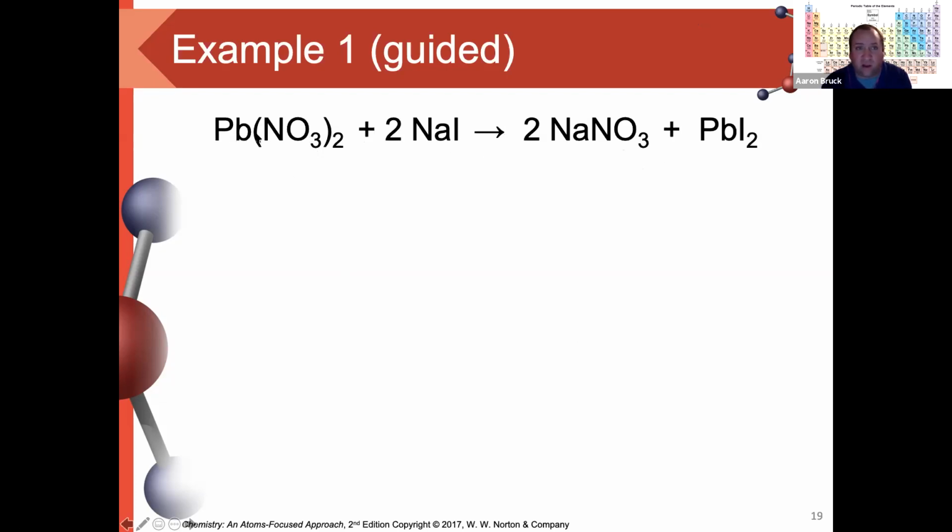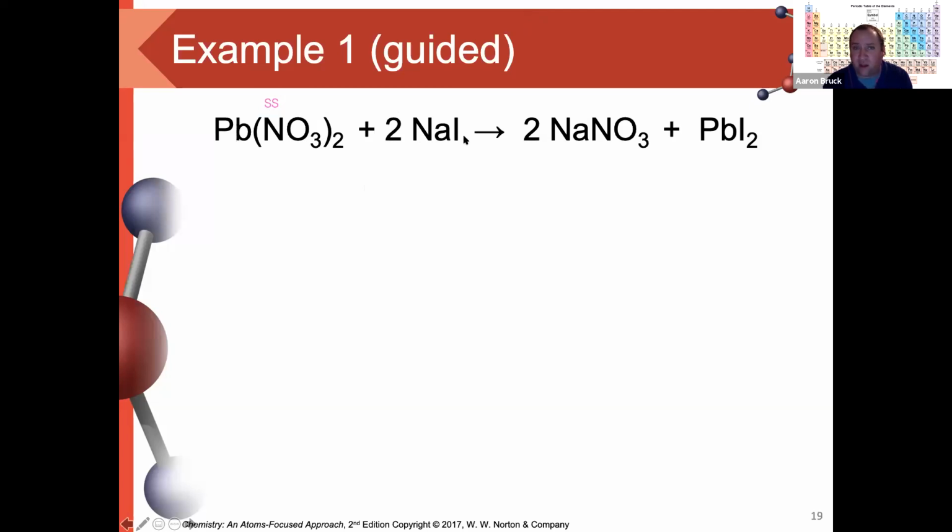So for lead two nitrate, I can already tell that it's a salt. The question is, is it a soluble salt or an insoluble salt? This is where our solubility rules come in. I've got a nitrate ion. Nitrate ions are always soluble. So I'm going to classify lead two nitrate as a soluble salt. One down, three to go.